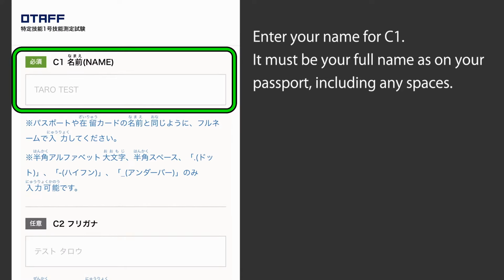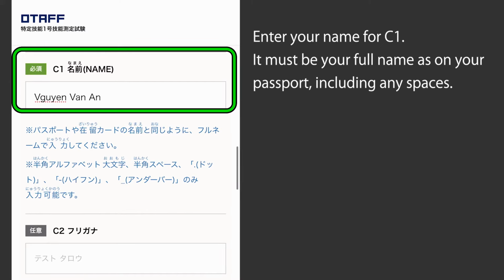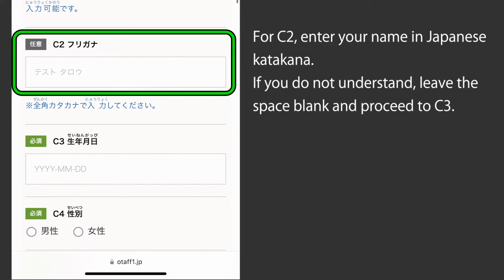Enter your name for C1. It must be your full name as on your passport, including any spaces. For C2, enter your name in full-size Japanese katakana. If you do not understand, leave the space blank and proceed to C3.